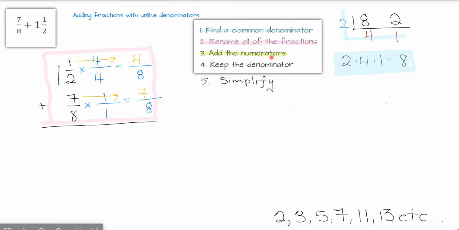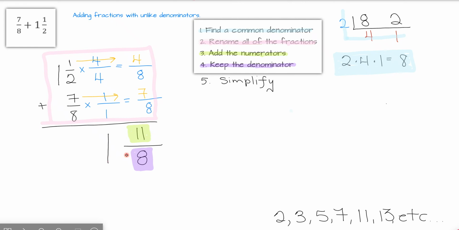Step 3, I've colored green. That says we're going to add the numerators. The numerators are the top, so 4 plus 7 is 11. Step 4 says keep the denominator. I'm going to color that purple. Our denominator is 8, so we're going to keep the 8. And we're not done here because we need to remember that we have this 1 over here. So I'm going to bring that 1 down.